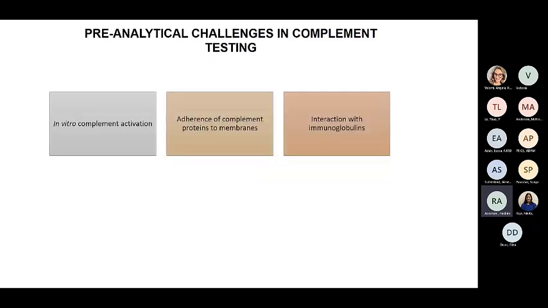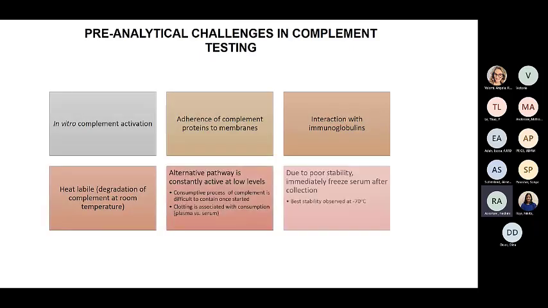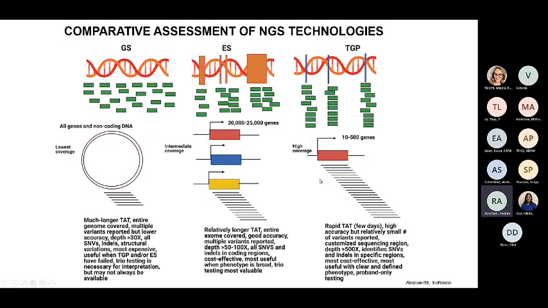The important thing to keep in mind is if you're ordering complement testing, you have to be very sure to communicate with the laboratory, because there's a lot of pre-analytical issues to consider. Complement gets activated very easily once you take it out of the body and even put it into a blood collection tube. So, the tubes have to be kept cold. The serum or plasma has to be taken immediately, frozen, and then shipped to whichever lab is doing it, etc. So very important to consider this and communicate with your lab.